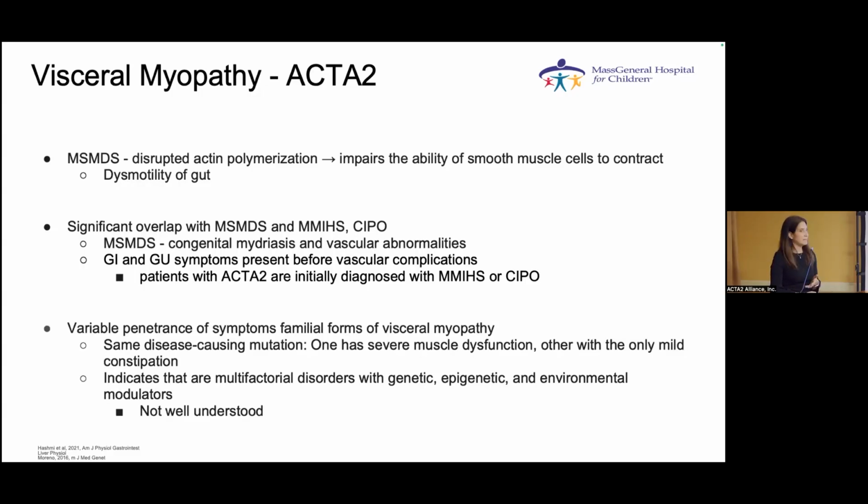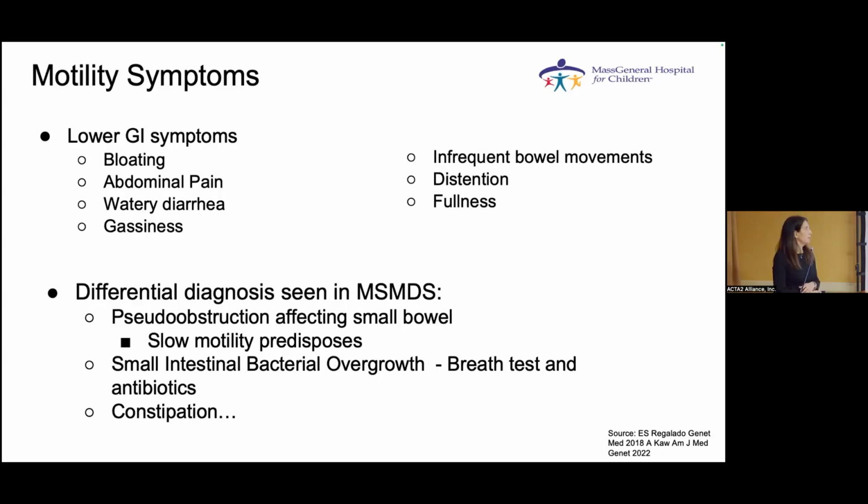And there's a variable penetrance, which has been mentioned, so you'll have patients who have the exact same mutation where, clinically, from a GI perspective, one may have very severe constipation and require many medications and interventions, and another patient presents only with mild constipation, even though there's the same mutation. This just reinforces that we have to really understand this further, as Ahmed was getting at.